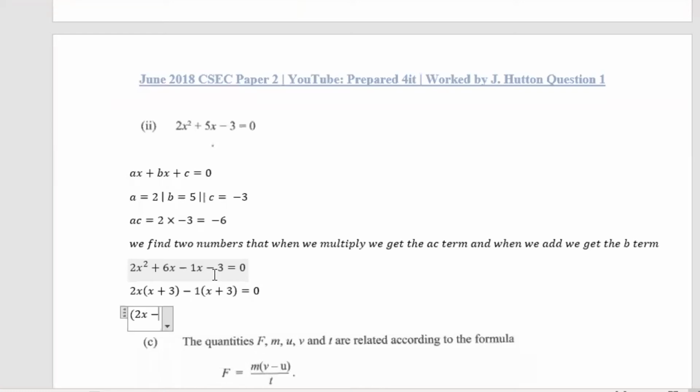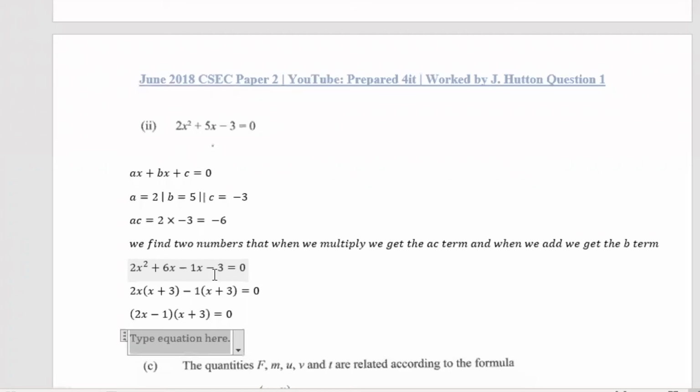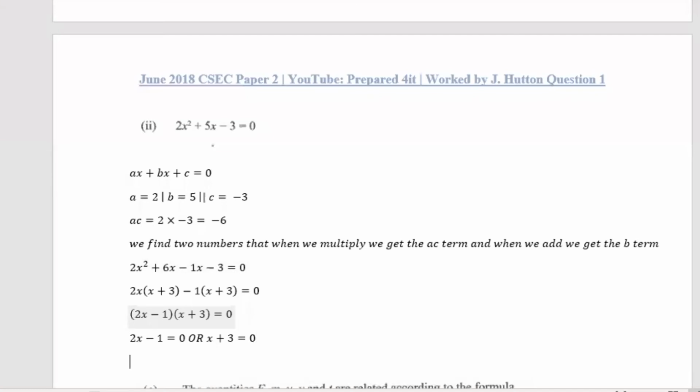So we have 2x minus 1 in one bracket, and in the other bracket, x plus 3, and that is equal to 0. And if you're wondering what the persons were putting in the chat, if it looked familiar, this is where now you find the two values that are possible for x. So what we have is 2x minus 1 is equal to 0, or x plus 3 is equal to 0. And now I'm going to solve for both x values.